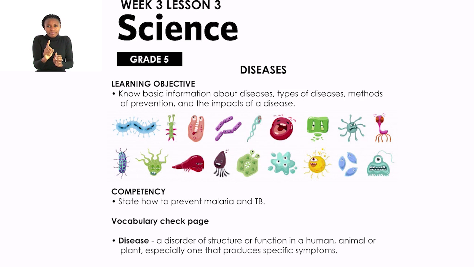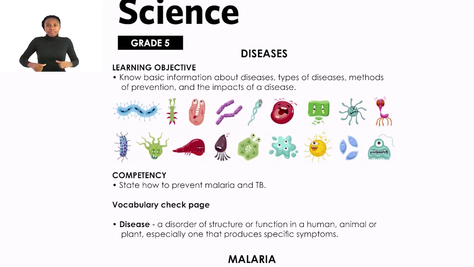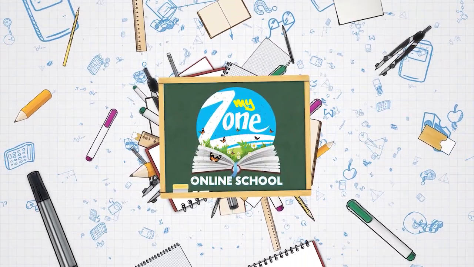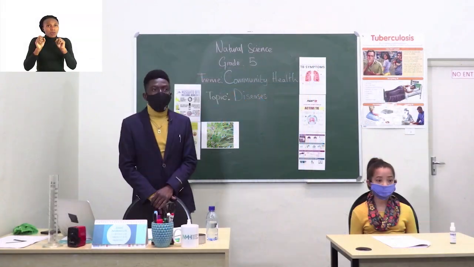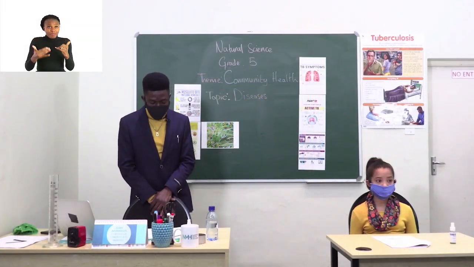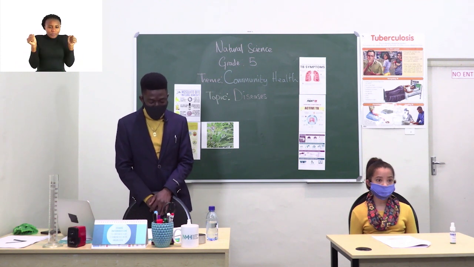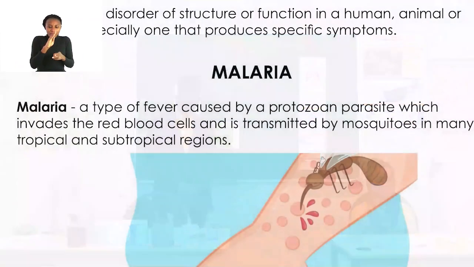A disease: a disorder of structure or function in a human, animal, or plant, especially one that produces specific symptoms or signs. Today's lesson is on diseases. We'll be focusing on malaria and TB. Let us look at malaria.